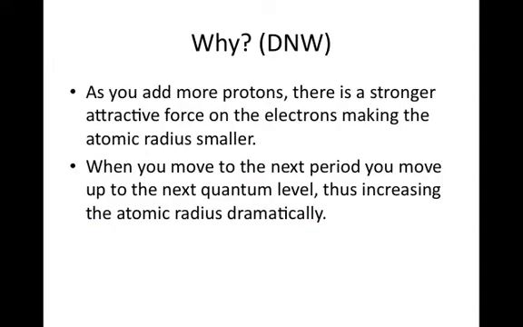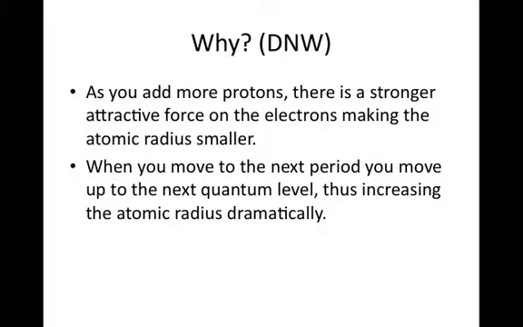As you add more protons to the nucleus, you have a greater attractive force on the electrons. The only thing holding those electrons around the nucleus is the attractive force of the protons. Add more protons, greater attractive force, therefore it pulls the electrons closer to the nucleus and decreases the atomic radius. So that explains why atomic radius decreases as you move to the right on the periodic table.